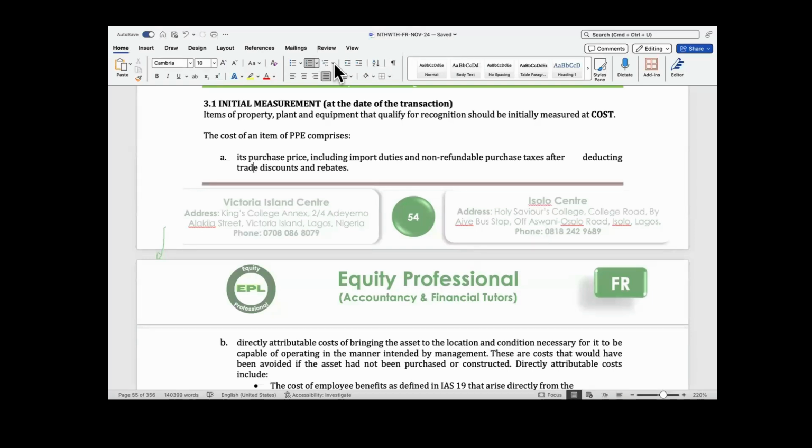It is 90 naira you are going to recognize in your books in that kind of situation, and that will be your cost. That's what we refer to here as trade discount. That is the amount you buy the assets, the purchase price, the import duties, VAT that are not refundable, and you remove trade discount and rebates, if any.